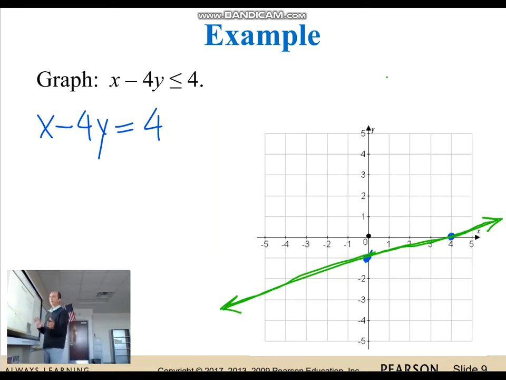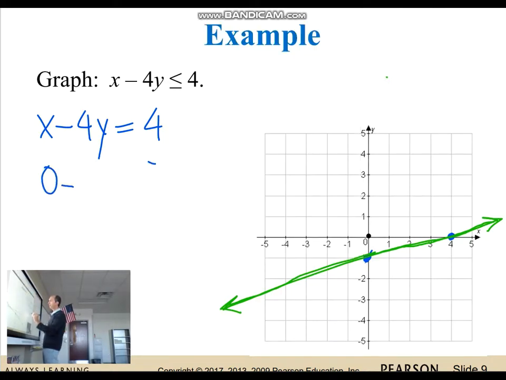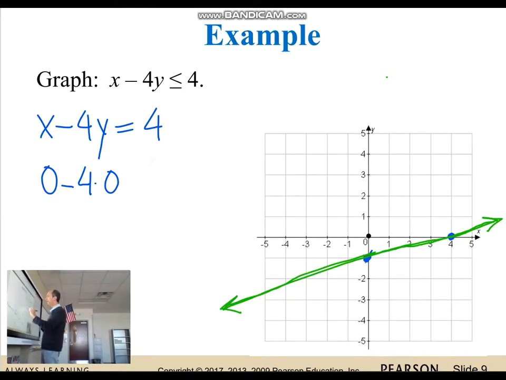Next step, choose a testing point. If possible, if it's not on the line, my suggestion is you always choose 0 and 0 as a testing point, because usually it's easier to calculate. And that's what you're going to do here. Plugging x equals 0, minus 4 times 0, y equals 0, then you're going to plug this into the inequality. The inequality is less or equal than 4. Okay?